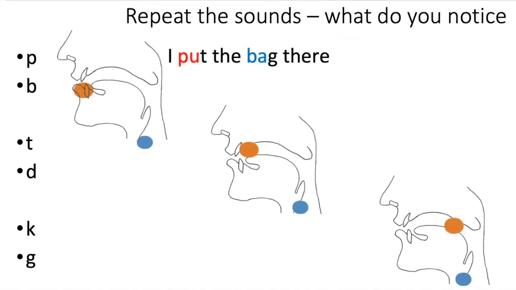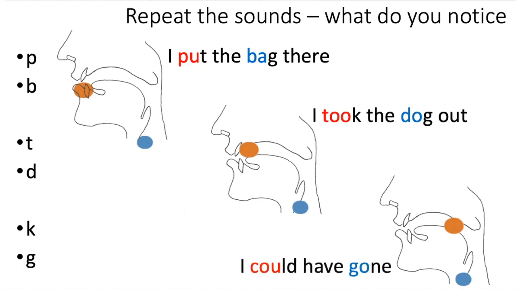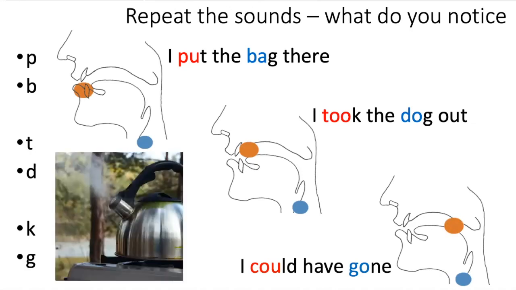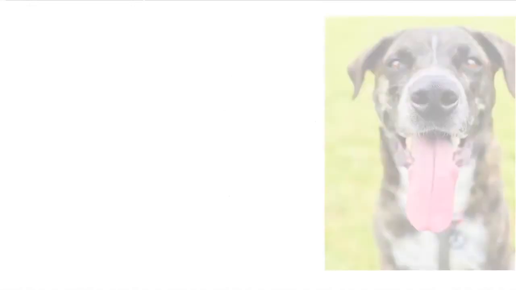So, I put the bag there. So you can see the contrast. I put the... So the "put", then the "the" becomes weak, and then it's pressure on the "bag". I put the bag there. I took the dog out, and I could have gone. So you're finding that there's build up of pressure and then relaxation in the back of the throat. That's what we're trying to get students to copy in their own examples.